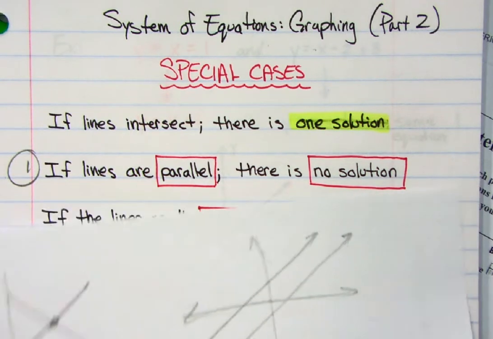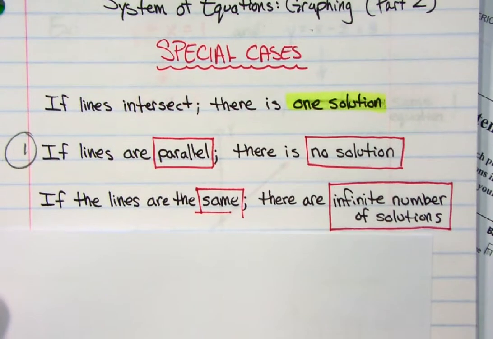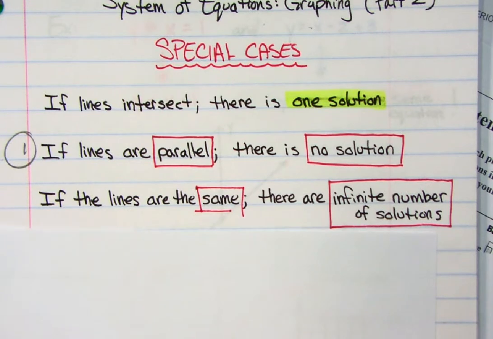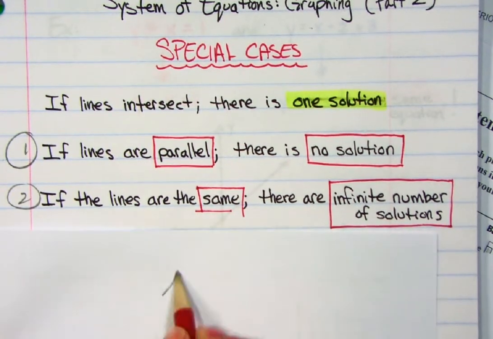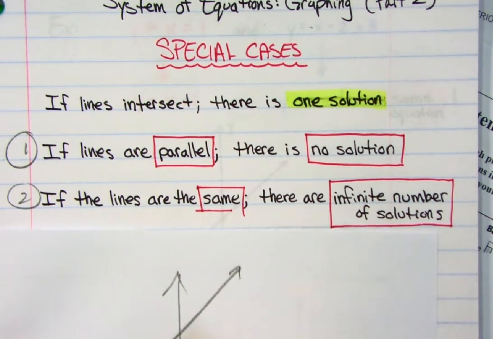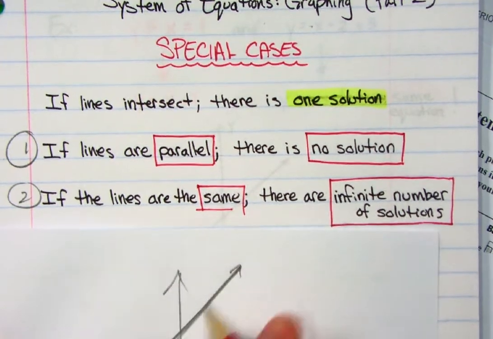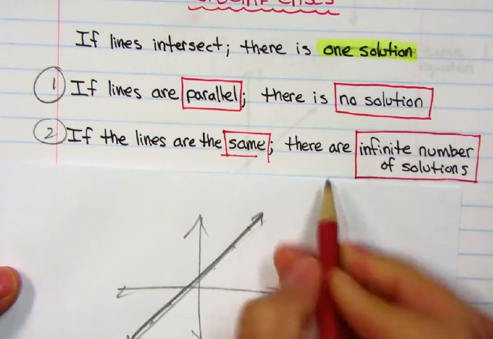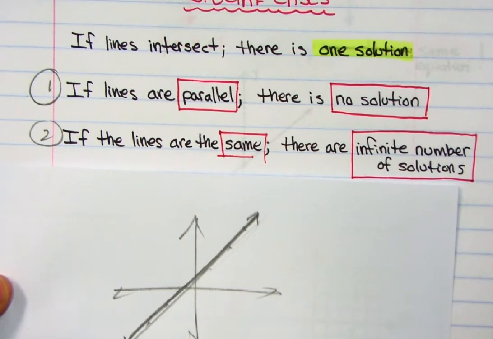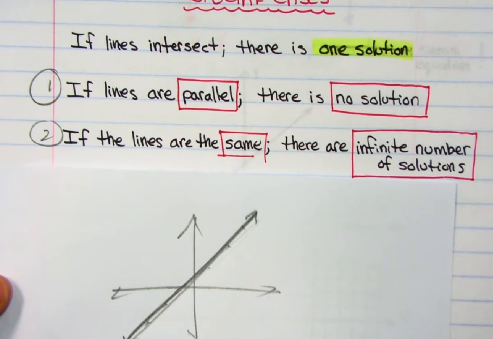The other special case is if they're the same line, then they have an infinite number of solutions. That's the second special case. What do I mean by the same line? Well, if I'm given a certain equation and the other equation is the same thing just on top of it, that means they intersect all over the place. Every single point they intersect, so there's an infinite number of solutions. So get that into your notes first.